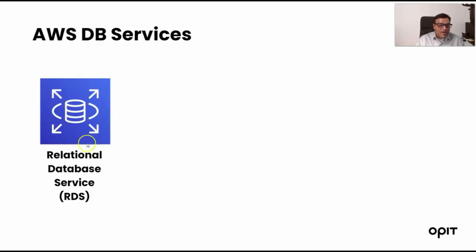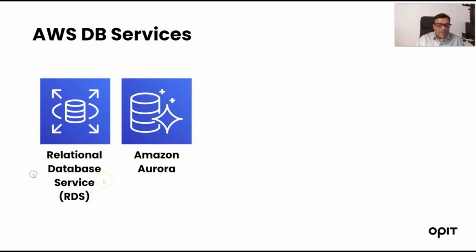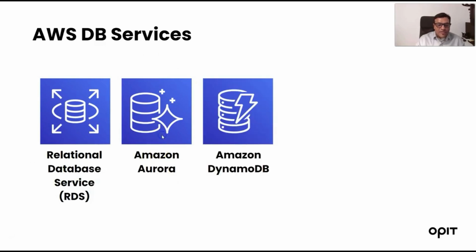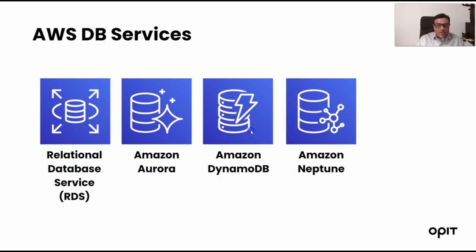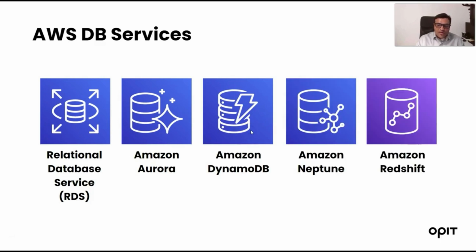So we have a relational database service called RDS. Then we have got Amazon Aurora. This is a proprietary service by Amazon, which is again a relational database service. Then we got Amazon DynamoDB, Amazon Neptune, and in the end we have got Amazon Redshift. Let's quickly try to see what exactly all these services are and what kind of use cases they cater to.